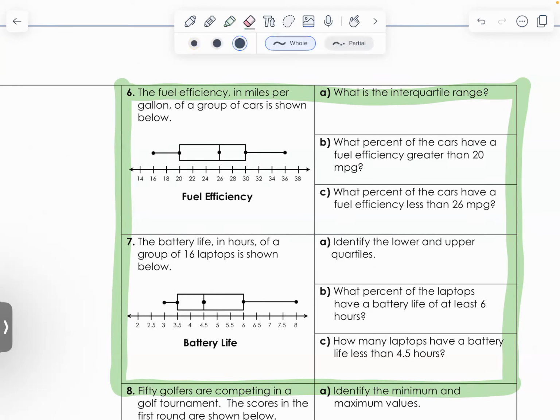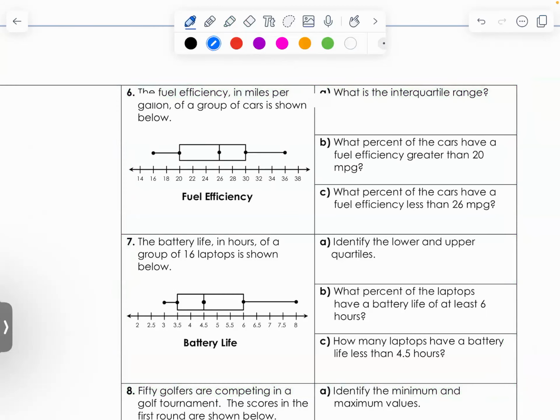Hillary, what is the interquartile range for number 6? 10. And did you get that by taking 30 minus 20? 30 minus 20, okay? The percent of cars that have a fuel efficiency greater than 20 miles per gallon. Eli, what'd you get there? 75%. Here's 20. That's our lower quartile. So 75% of the data is above it.